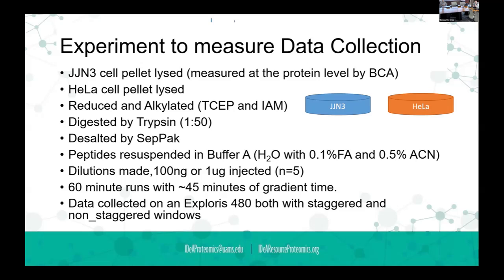And then I made up some 100 nanogram and 1 microgram aliquots to be able to inject. That's what I wanted to inject. And the way we do things here is we measure at the protein level, and then that's the concentration. We don't remeasure again at the peptide level.